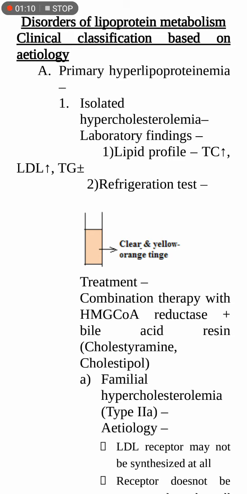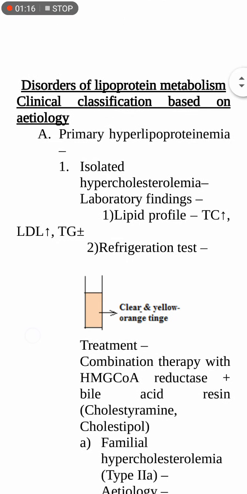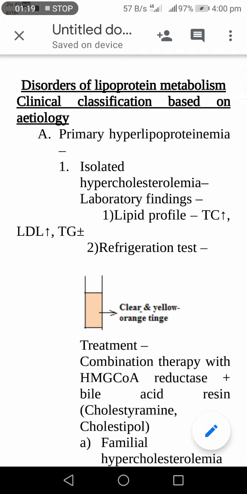hyperlipoproteinemia. That means the etiology is the inborn error, that means inborn error of lipoprotein metabolism. First of all, the first type of primary hyperlipoproteinemia is isolated hypercholesterolemia. That means only the cholesterol level in the blood will increase.